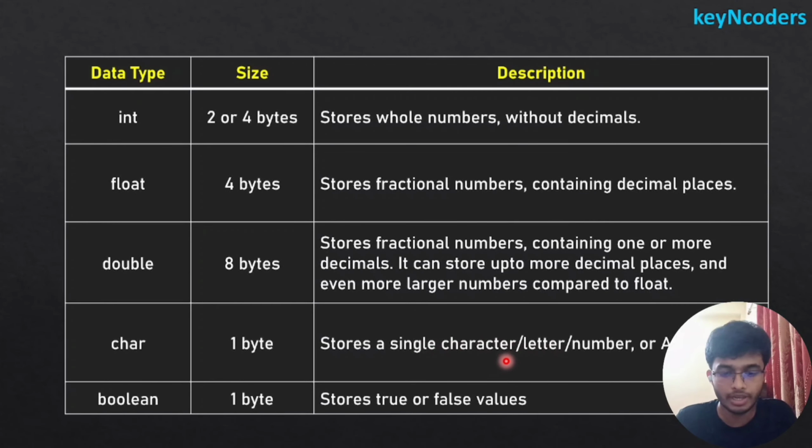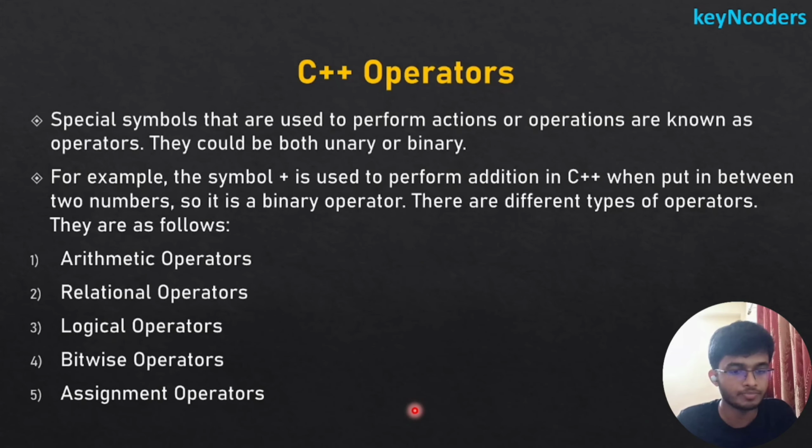Character can store a single character, letter, or a number, or ASCII values. And Boolean can store true or false values, like it can either store 0 or store 1. Okay, so let us move to the next slide.